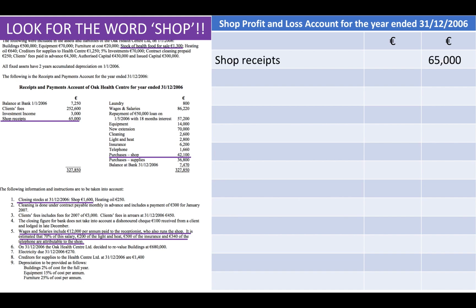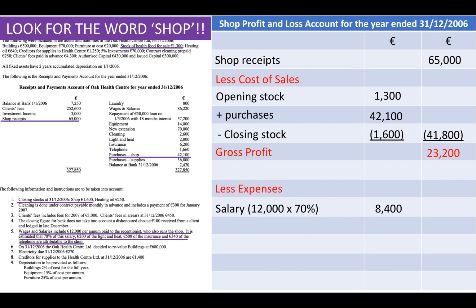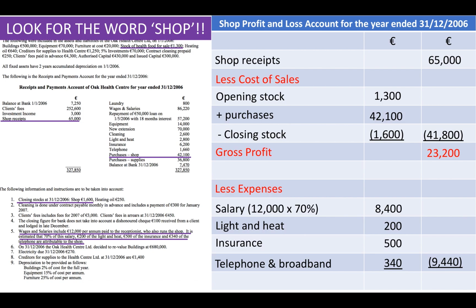So shop receipts then 65,000, less cost of sales, opening stock 1,300, plus purchases 42,100, minus closing stock 1,600 is equal to 41,800. Then that is gross profit 23,200. Less expenses. So our wages and salaries, 12,000 multiplied by 70% is 8,400, 200 for light and heat, 500 for insurance, and 340 of the telephone and broadband. Then total expenses there, 9,440, and then profit from the shop, 13,760 euro. So that is our shop profit and loss then.